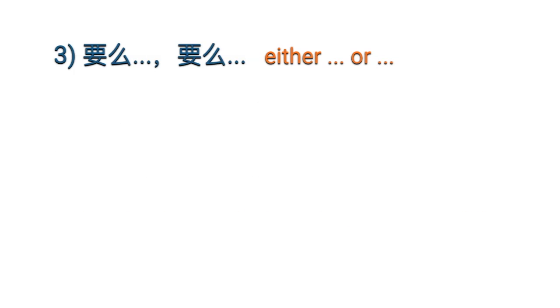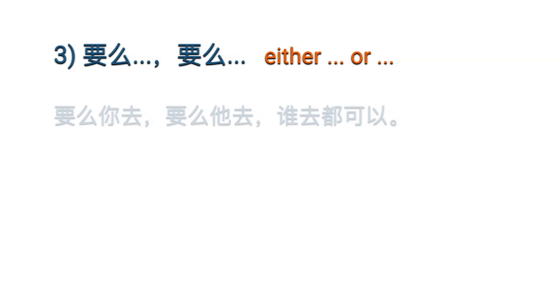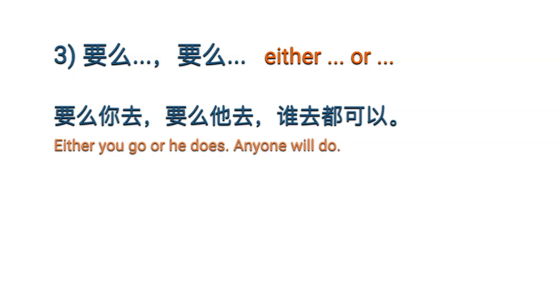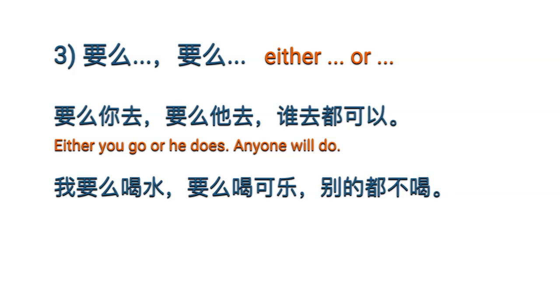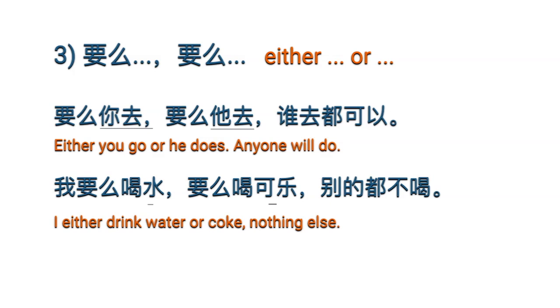The third point is to use 要么...要么 to express either-or, such as these 2 sentences. Options are placed after 要么. The last one is to use 别 to ask people not to do something.